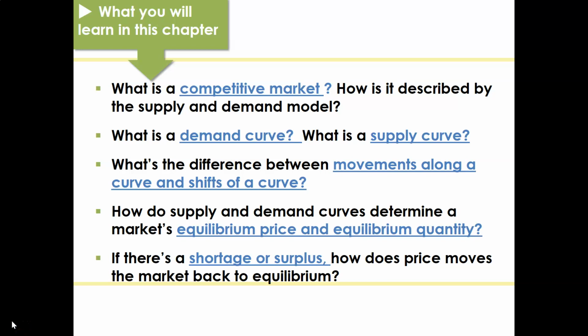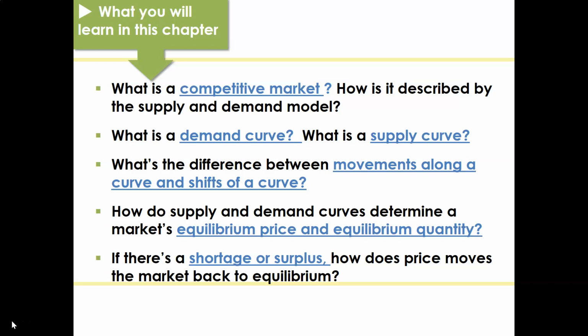In this chapter 3, we'll be discussing the competitive market and how it's described by the supply and demand model. We'll look at what exactly is a demand curve and what is a supply curve. And one of the key distinctions is the difference between a movement along a curve and shifts of that curve. In fact, that's a very important difference and a pitfall that many students have difficulty with.